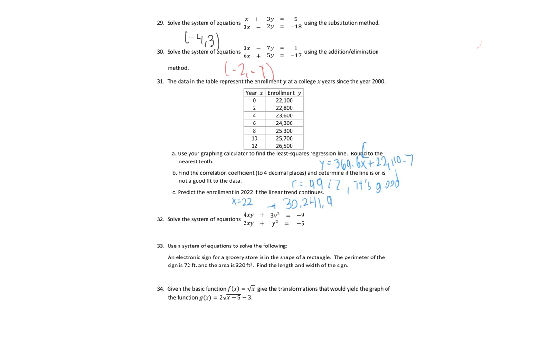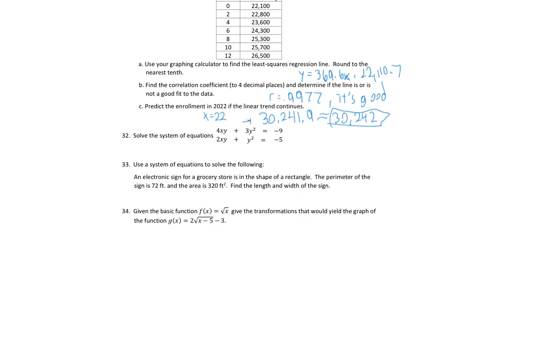which you could say maybe 30,241 because you can't have 0.9 of a student. But generally, we're probably going to round up, so we'll say it's going to be 30,242. That's our final answer.